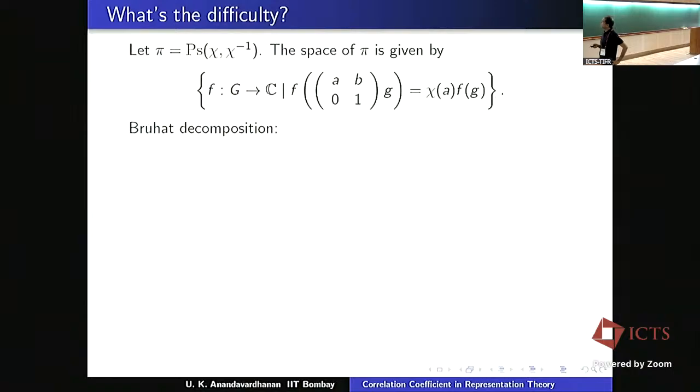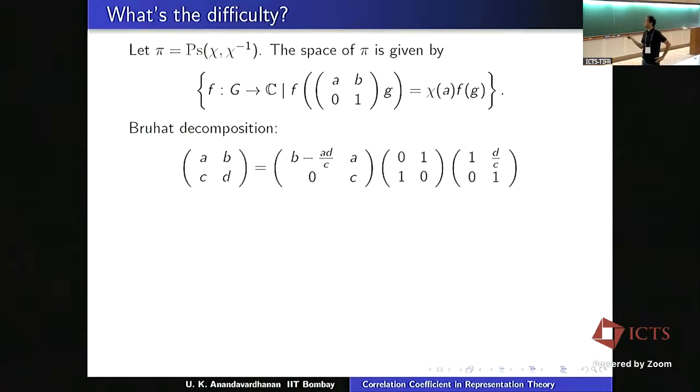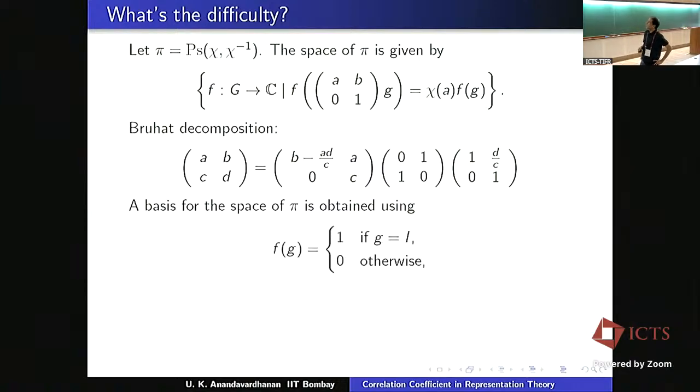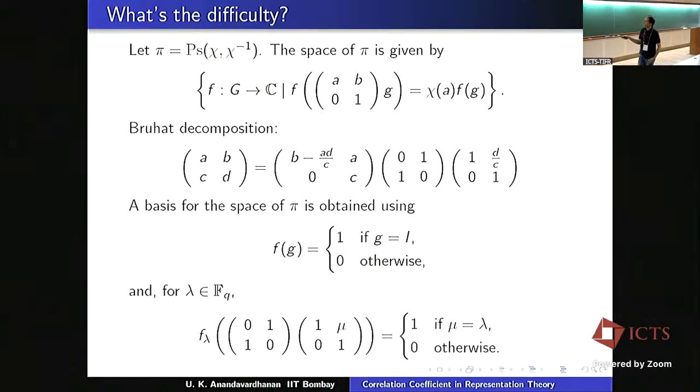Using the Bruhat decomposition, which is very explicit, it's just matrix multiplication for GL2, this will be a Q plus 1 dimensional vector space. And you can write down an explicit basis using this. Let's say f_infinity(g) is 1 if g is the identity and 0 otherwise, as one vector. And depending on these double coset representatives, for each lambda in F_Q, let's define f_lambda to be 1 if the coset representative is lambda and 0 otherwise. So you've got Q many elements here and 1 here. These Q plus 1 vectors form a very natural basis for this representation space.